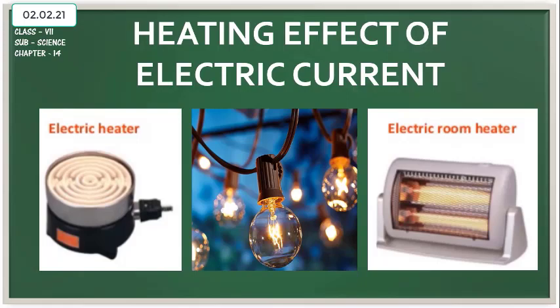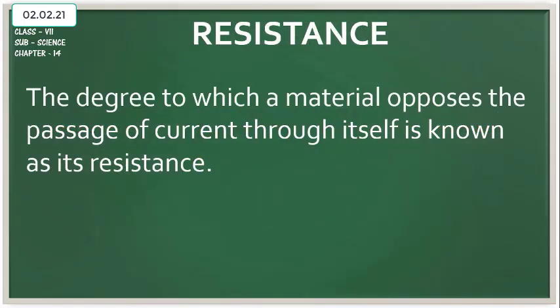The degree to which a material opposes the passage of current through itself is known as its resistance. Actually, when an electric current passes through a high resistance wire, electric energy gets converted into heat energy, and this heat energy heats up the wire.